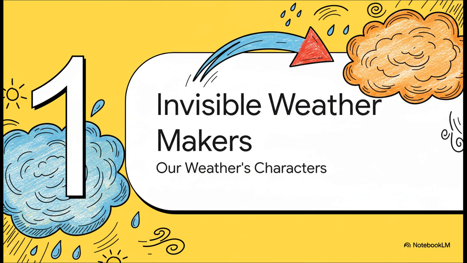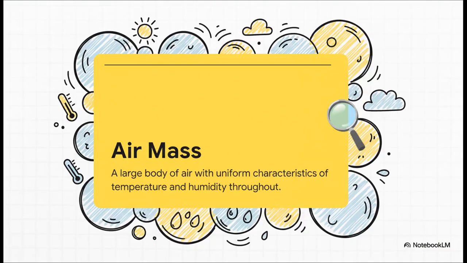All right, to get a handle on this battle in the sky, we've got to meet the main characters in our weather story. See, weather isn't just random chaos. It's actually shaped by these giant, invisible players. And we're going to get to know two of the biggest ones today. Okay, so our first main character is called an air mass.